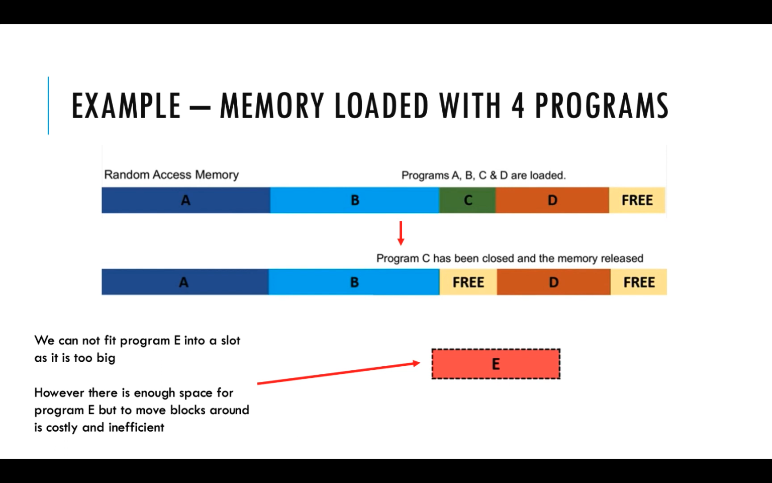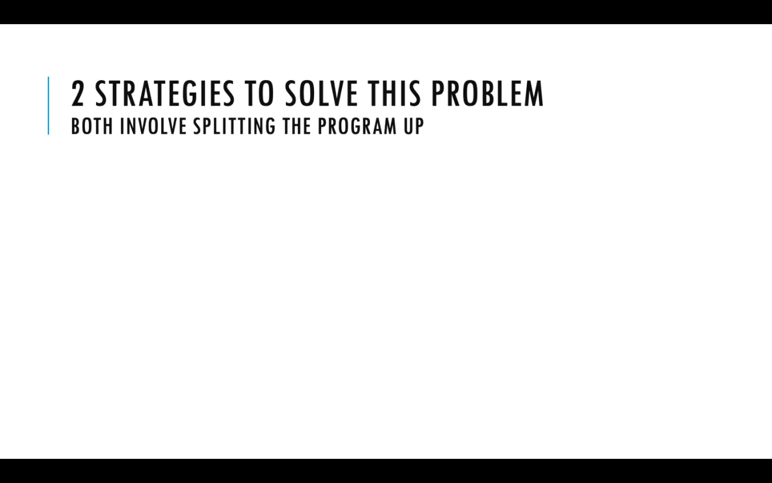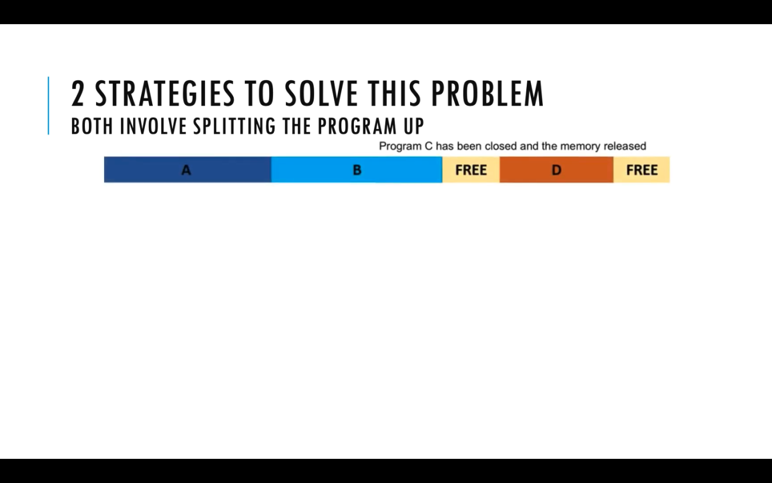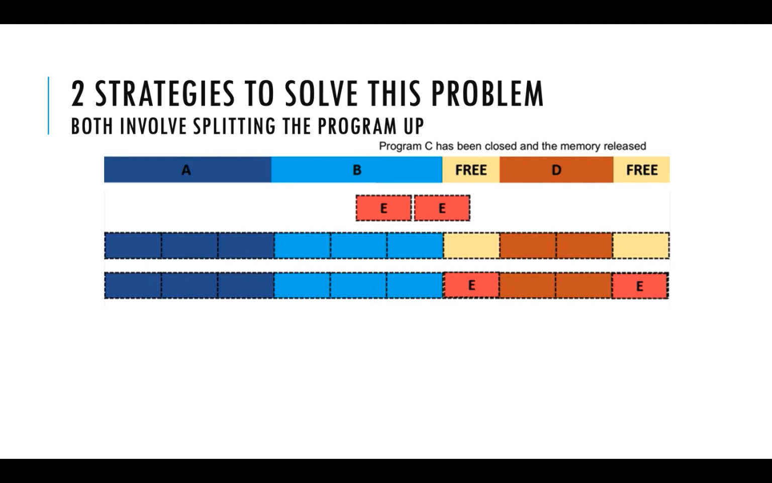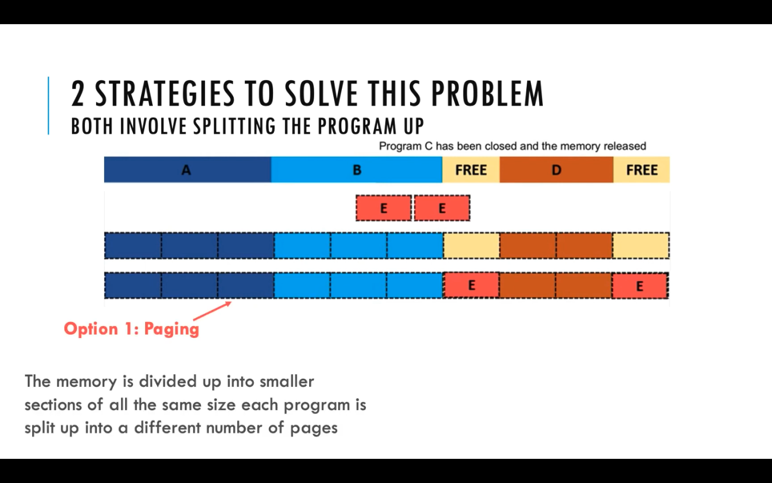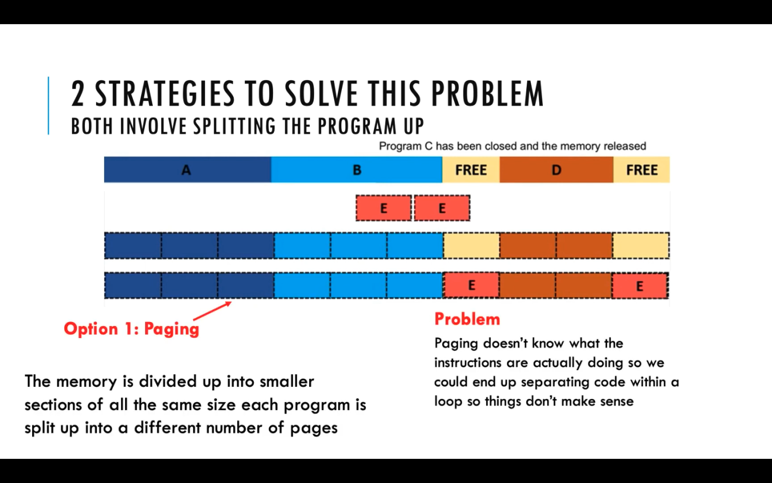So we use 2 different strategies to solve this problem. We can split RAM up into equal chunks so that E will also be split up, and we can put them in smaller chunks, what we call pages. And this option is called paging. It's where memory is divided up into smaller sections, all of the same size.